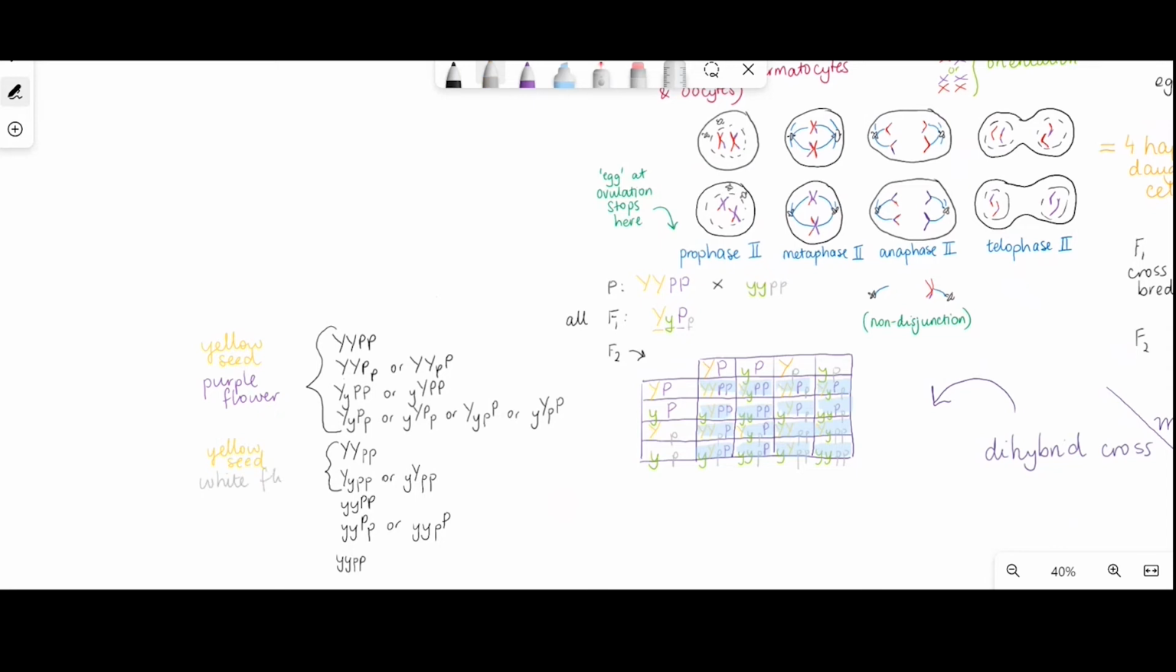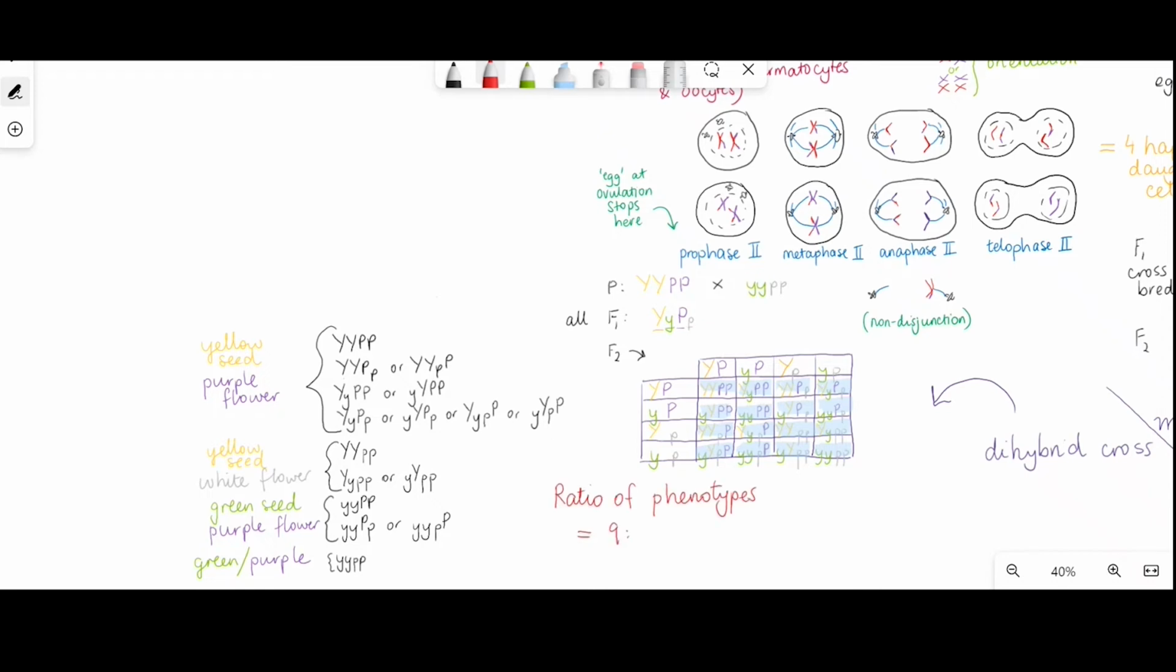Then these ones are yellow seeds with white flowers. These are green seeds with purple flowers. So 3 each of the Ps that express 1 dominant trait and 1 recessive in our combos here. And that just leaves 1, sorry, I didn't leave myself much room, it's a bit squishy, but 1 that is recessive in both traits, having green seeds and white flowers.